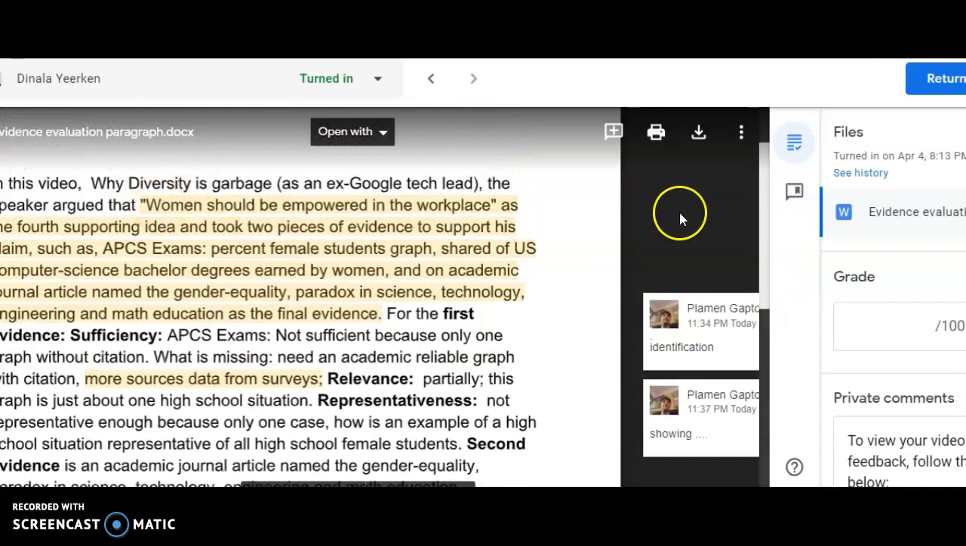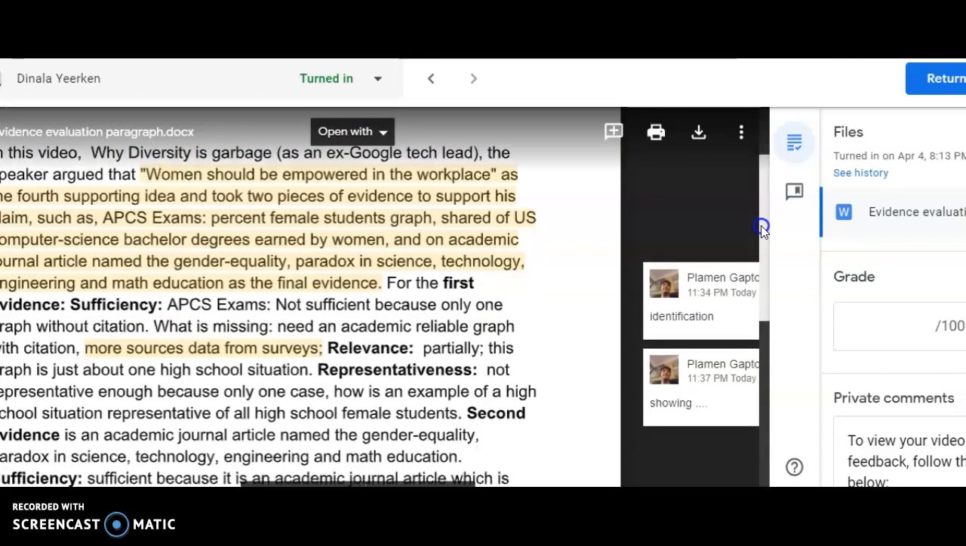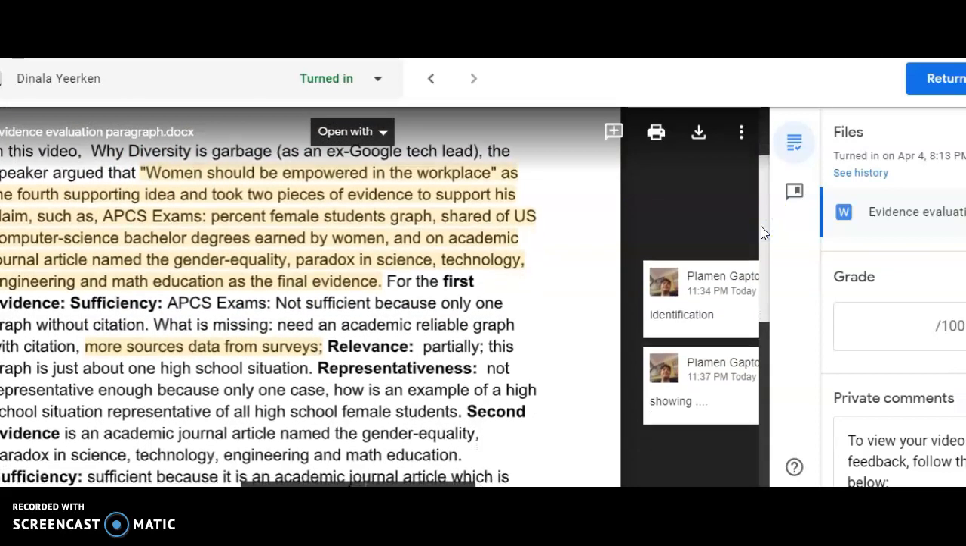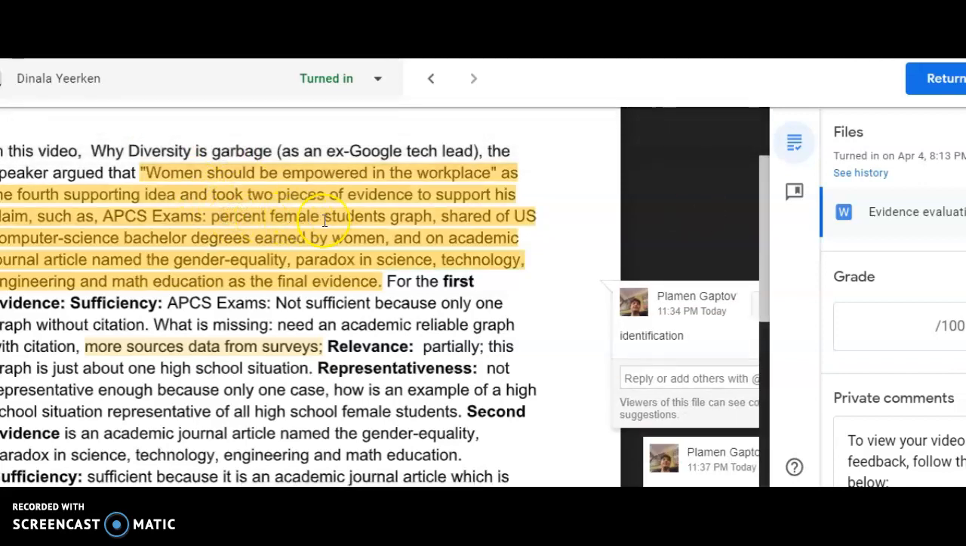He's trying to prove that women should be empowered. Maybe in what way is percentage of female students, in what way is that graph relevant? It's only partially relevant, right? That doesn't necessarily prove that women should be empowered.